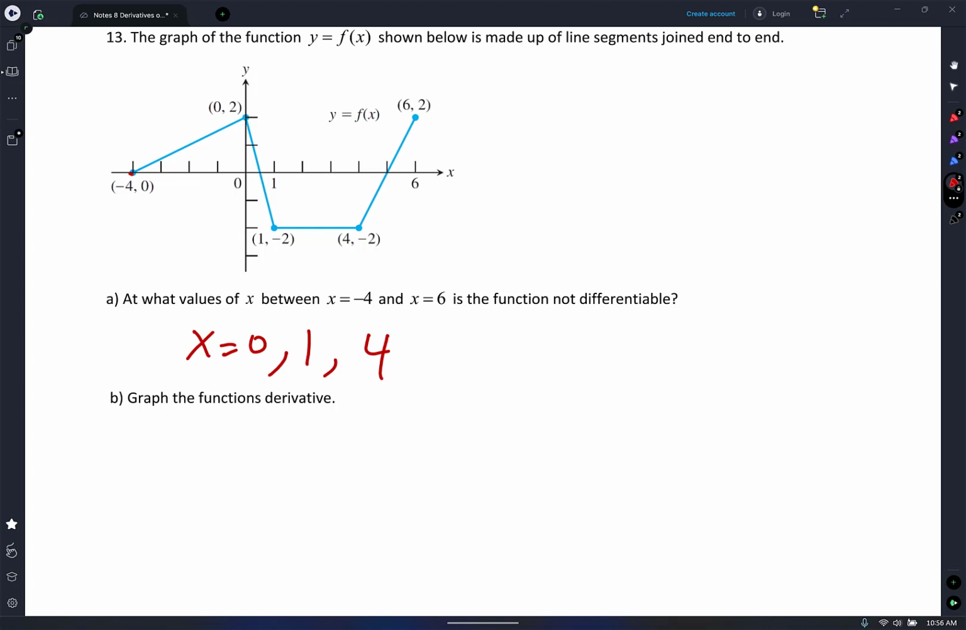So look at this first one here. I have a point at -4, 0. I have a point at 0, 2. So I went up twice and I went to the right 4 times. What does that reduce to? 1/2. So my slope in this line is a half. So that's my derivative there. My derivative is a half throughout the whole interval between -4 and 0. Cool or not cool? All right, between 0 and 1, I'm talking about x values.